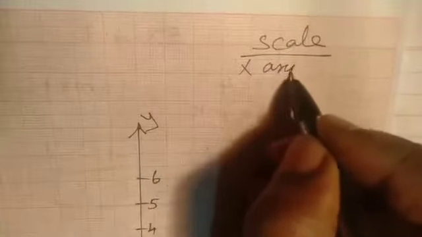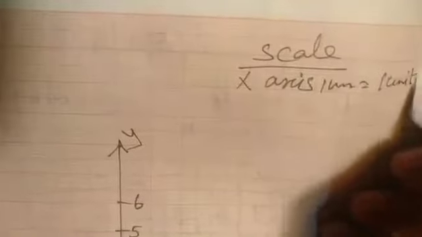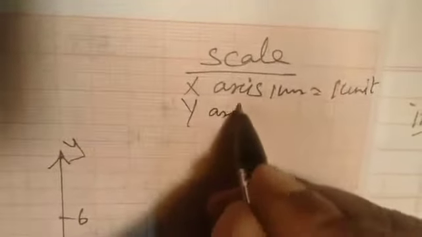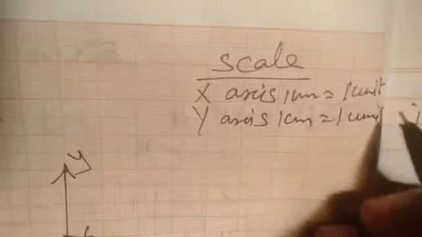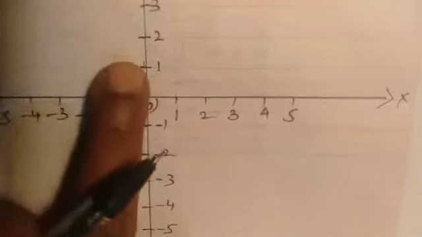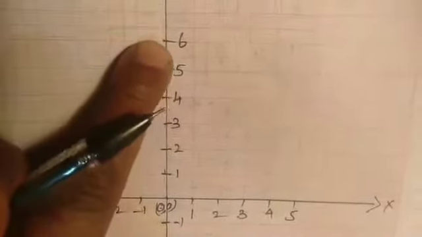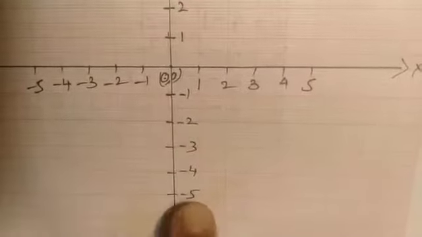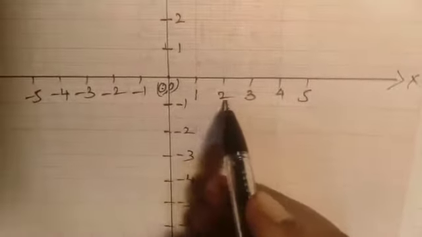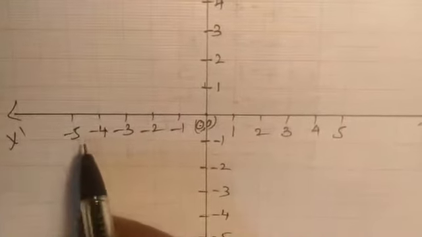X axis 1 centimeter equal to 1 unit. Y axis 1 centimeter equal to 1 unit, because I have taken x value also as 1, 2, 3. Y value also I have taken 1, 2, 3. If you take 1, 2, 3 for y positive, in the same way we have to take for the minus side also. Suppose you take 2, 4, 6, 8, then here minus 2, minus 4, minus 8 you have to take.